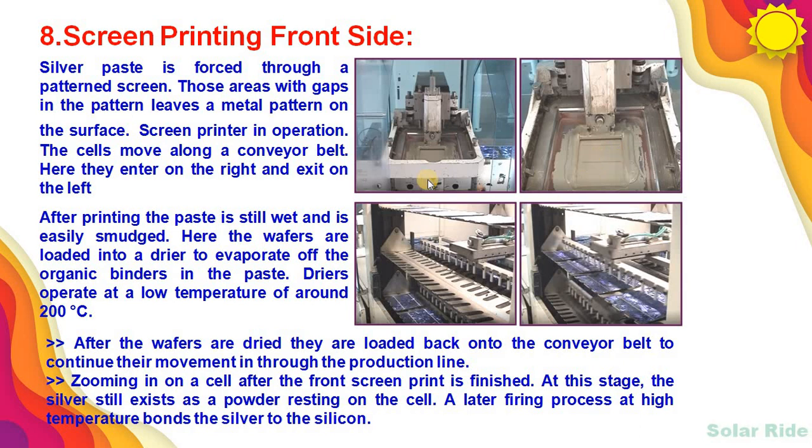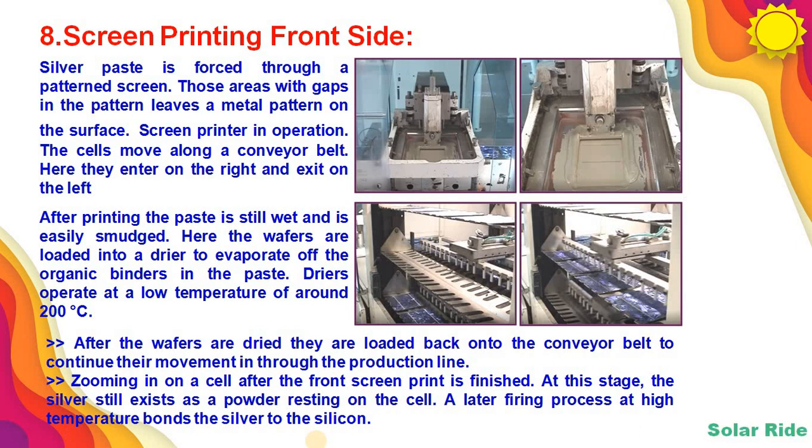After the completion of the screen printing process, some wet content is still on the solar cell. That's why we are again heating the solar cells at around 200 degrees Celsius. After this process, the gripper will move the cells on the production line. Zooming in on a cell after the front screen print is finished, at this stage the silver still exists as a powder resting on the cell.